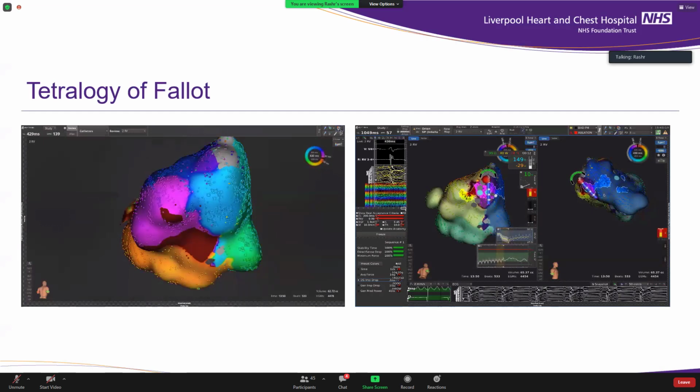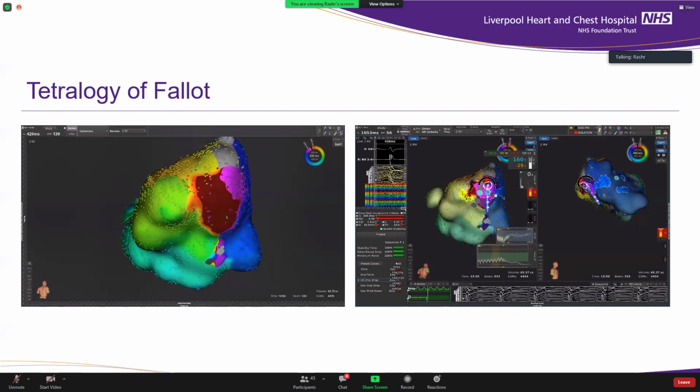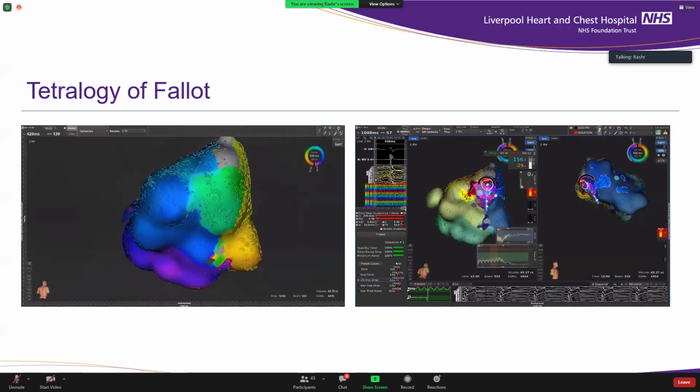And I think a 3D mapping system here really does help. Although I guess you probably could just look for the fractionated signals here posteriorly and do your lines based on that.